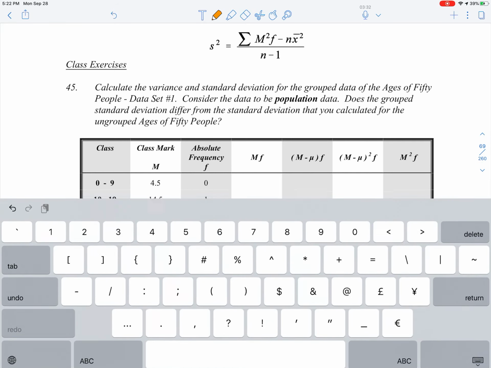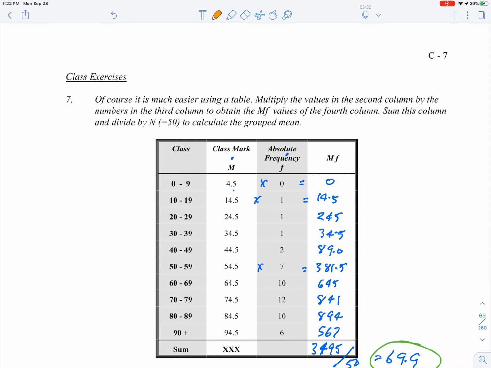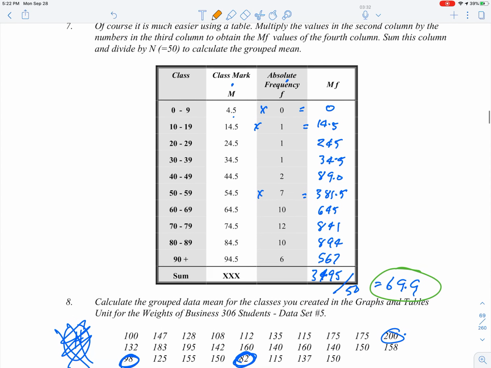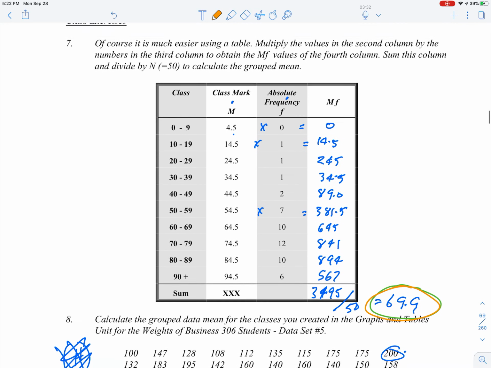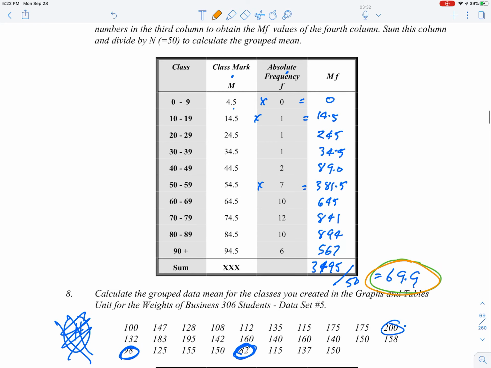I'm going to say it's about page 69 here. There it is. So that's what we did. So that's where we came up with this mean here then of 69.9. So you can go back and take a look at that on page C7.